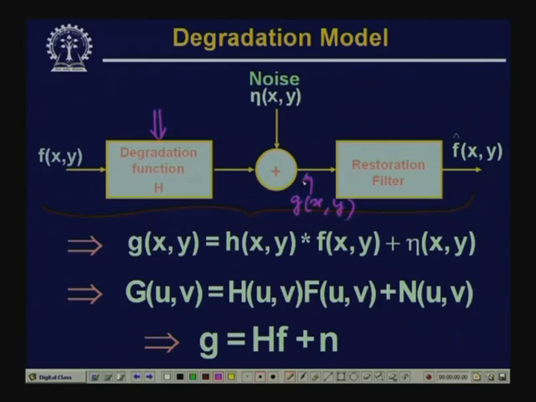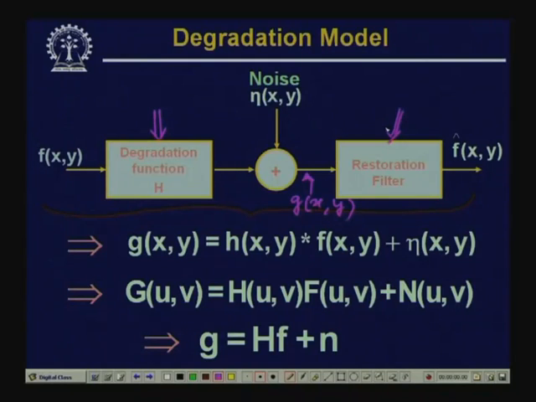This degraded image g(x,y) is normally available to us, and from this g(x,y), by using the knowledge of this degradation function h, we have to restore the original image, and for that what we have to make use of is a kind of restoration filters. And depending upon what kind of restoration filter we use, we have different types of restoration techniques.